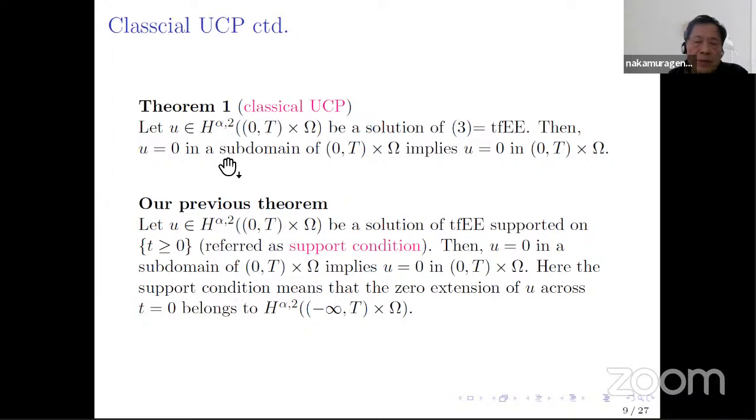Let me compare this classical UCP result to our previous theorem. Our previous theorem is stated as follows. Let u be in this function space. This is the same as before, and it satisfies the TFEE. But there's another condition that u is supported on t larger or equal to 0. This additional assumption we call the support condition. Then if u equals 0 in a subdomain of this set, then u will become 0 on the whole of this set.